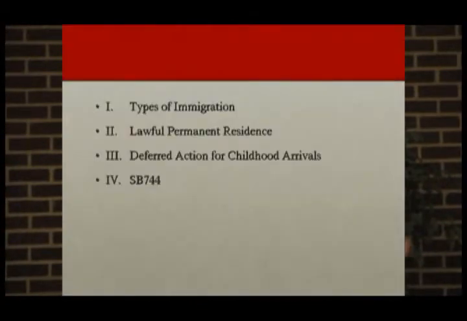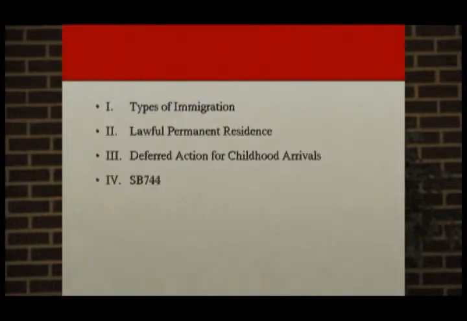So what I have here is sort of our basic roadmap for today. I'm going to cover the basic types of immigration, so ways that you can come to the United States. I'm going to discuss lawful permanent residence, then the Deferred Action for Childhood Arrivals, which is the official name for what happened last summer. In immigration, we call it DACA, which doesn't sound very exciting, but that's what we say. And then SB 744, which is the proposed legislation that was put out by the Gang of Eight in the Senate. I think they had a great name there, the Gang of Eight.